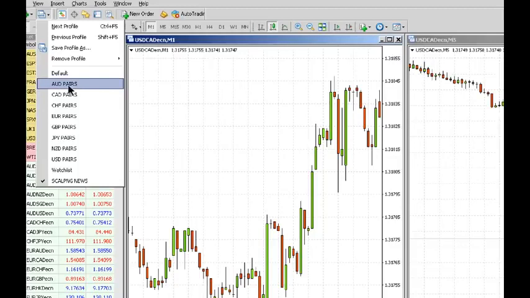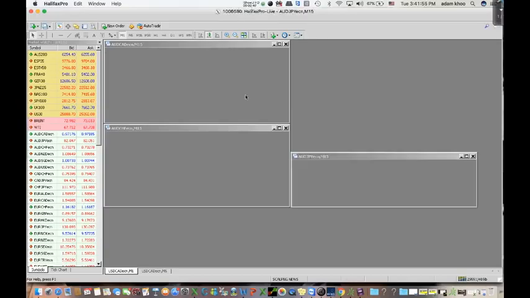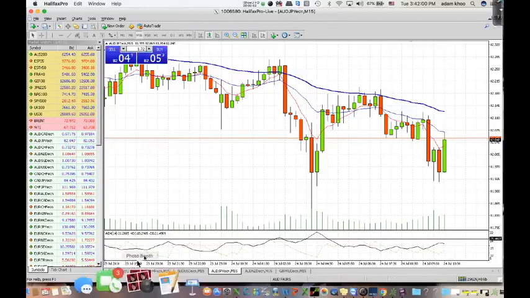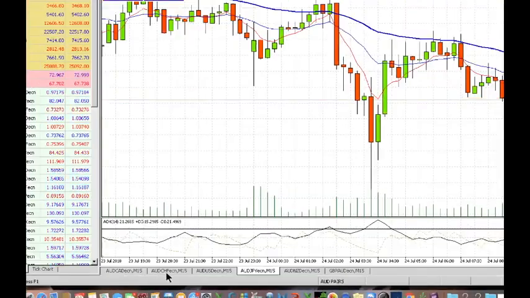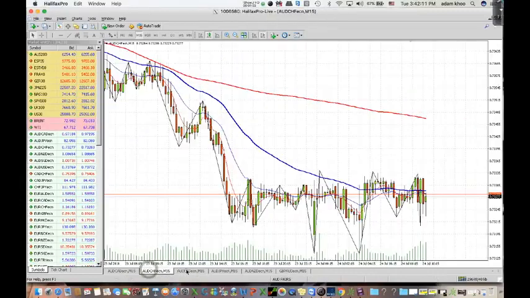I organize all my Aussie pairs together, all my Canadian pairs, franc pairs, euro pairs, pound pairs, yen pairs, New Zealand pairs, and dollar pairs. So you can see that in all I trade the 8 major currencies and all their pairs, right? For example, when I click on Aussie pairs, boom, all my Aussie charts come out. I look at Aussie Canadian, Aussie franc, Aussie dollar, Aussie yen, Aussie New Zealand, and pound Aussie. So I can look at it one by one in this way.